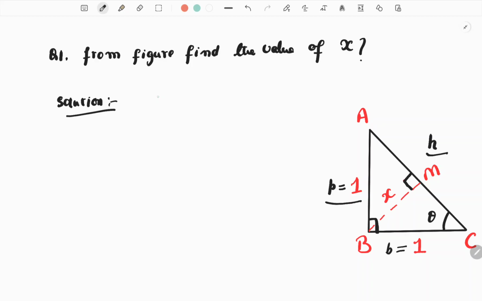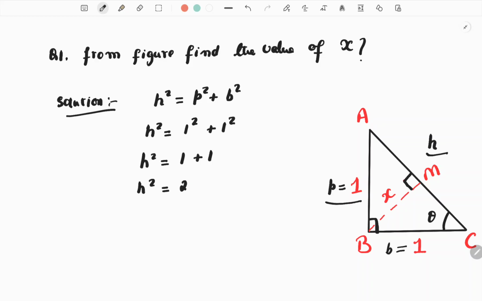So here, to get the value of H, we have to use the formula H square is equal P square plus B square. So H square is equal, instead of P we'll put 1, so it becomes 1 square. Instead of B we'll put 1, so here also it will become 1 square. So H square is equal 1 plus 1. So H square is equal 2. Therefore the value of H is root 2.